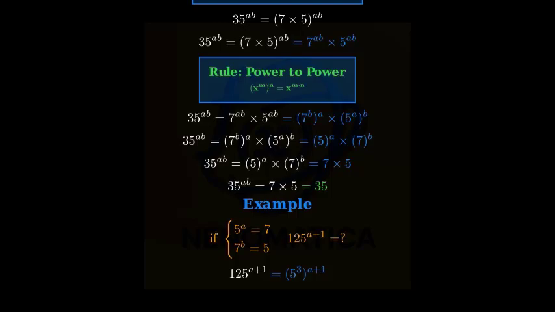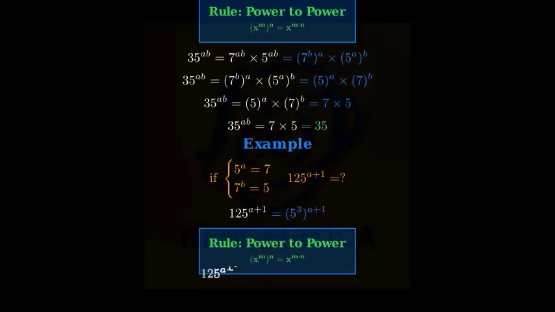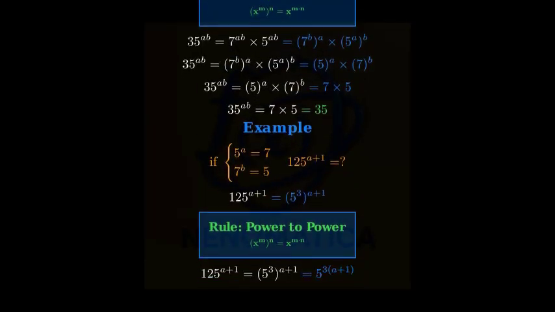So let's rewrite 125 to the a plus 1 power as (5 cubed) to the a plus 1 power. Now we'll use the power to power property again. When an exponential expression is raised to another power, we multiply the exponents. So we get 5 to the 3 times (a plus 1) power.